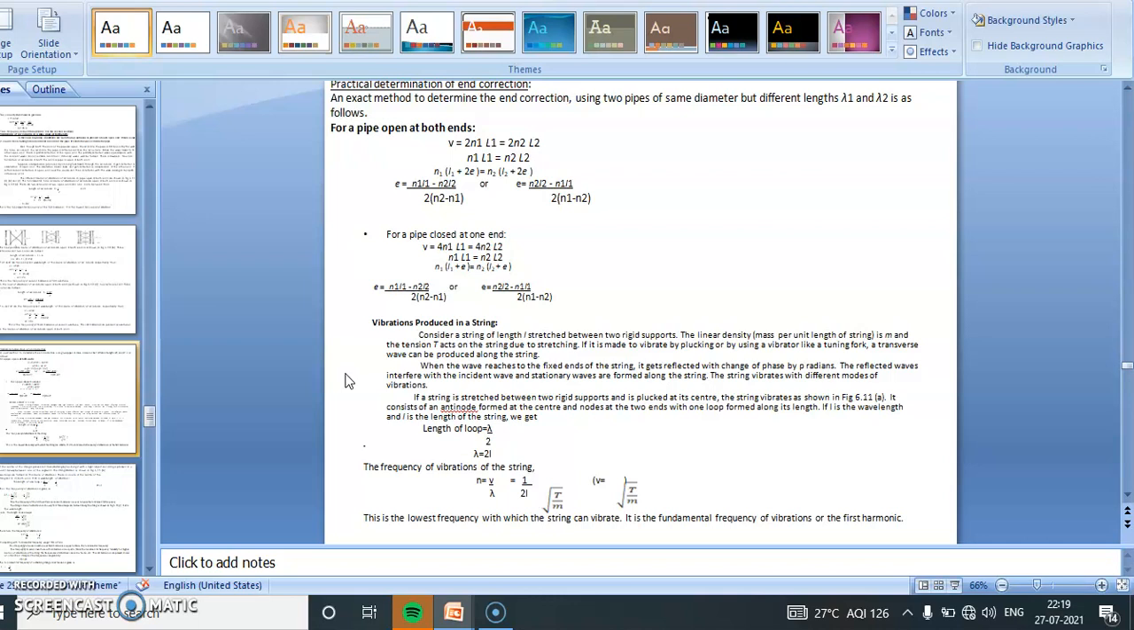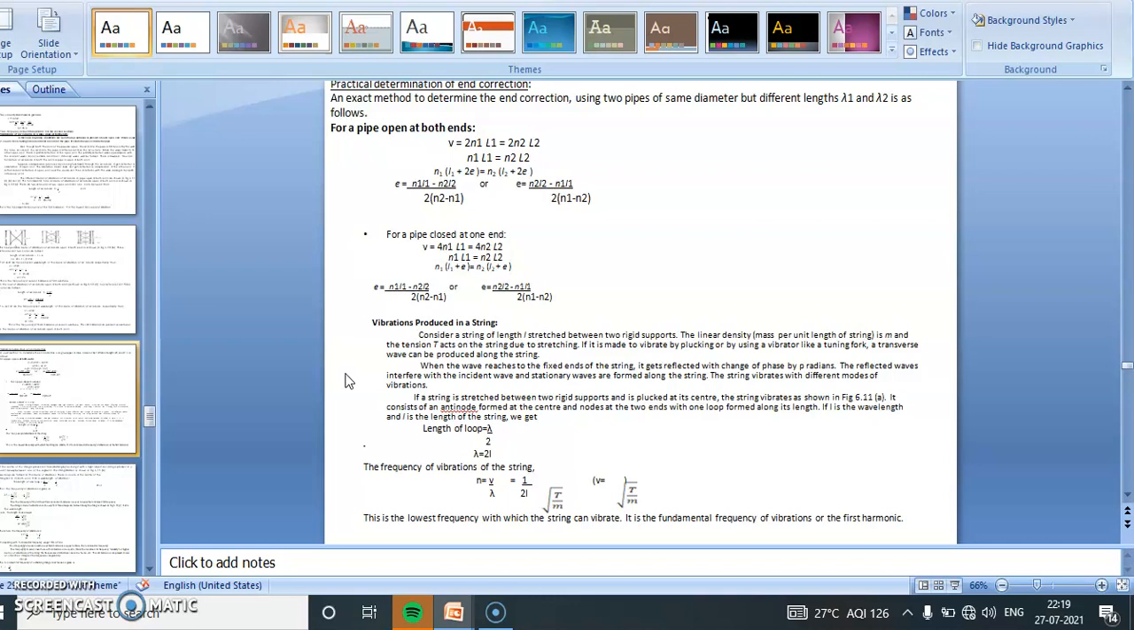So E is equal to N1 L1 minus N2 L2 upon twice N2 minus N1, or N2 L2 minus N1 L1 upon twice N1 minus N2, bracket complete. This is the formula for the pipe open at both ends. Next, for a pipe closed at one end.